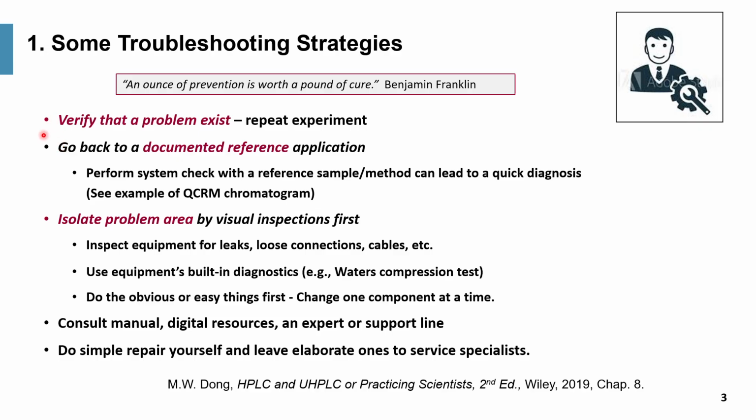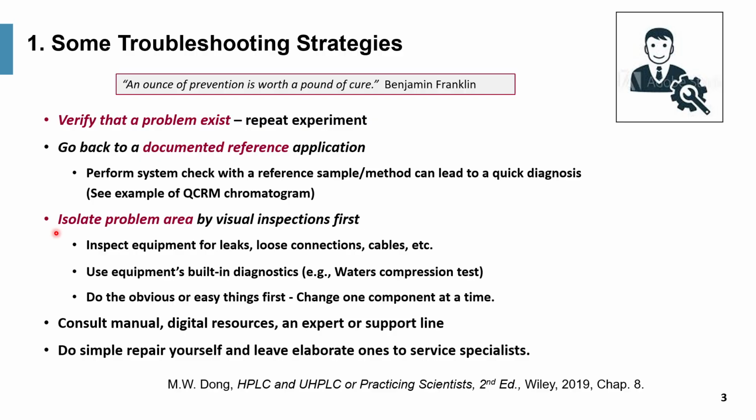Some guidance: verify that a problem exists, right? If you have a problem once, it's not a problem. Repeat the experiment. If the same symptom shows up, then it could indeed be a problem. Often we are totally lost and we should go back to a documented reference application. And I will show an example of using a QC, quality control reference material chromatogram, to illustrate when that can be applicable.